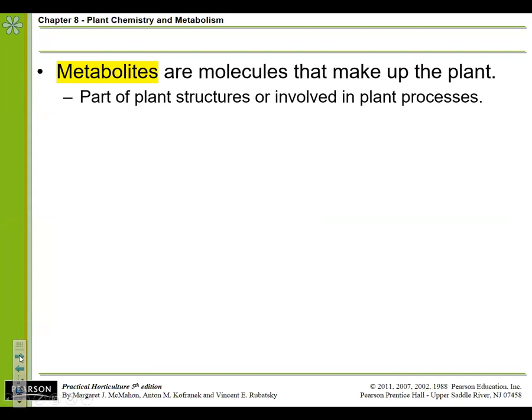So metabolism is just the variety of processes involved in an organism's life cycle, and metabolites are the molecules that are involved in that process. So they are the actual molecules, the actual chemicals that are making up the plant, the different plant parts, and those that are involved in all the different processes for the life cycle of the plant.